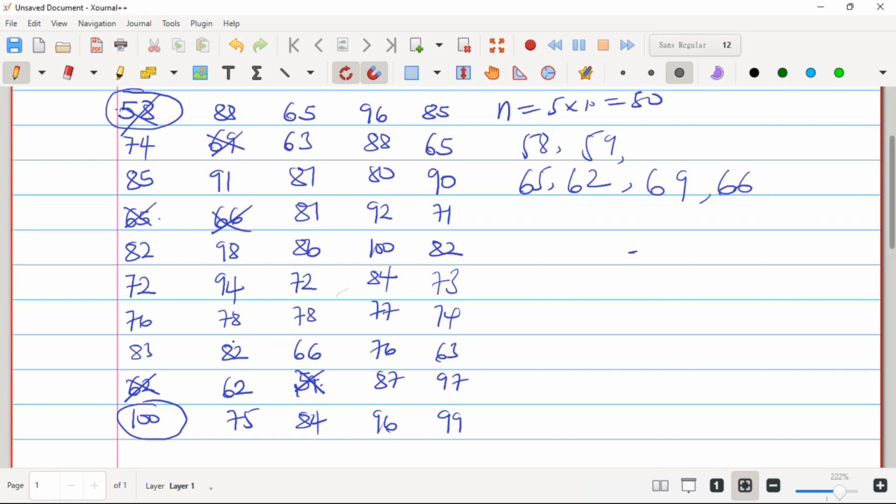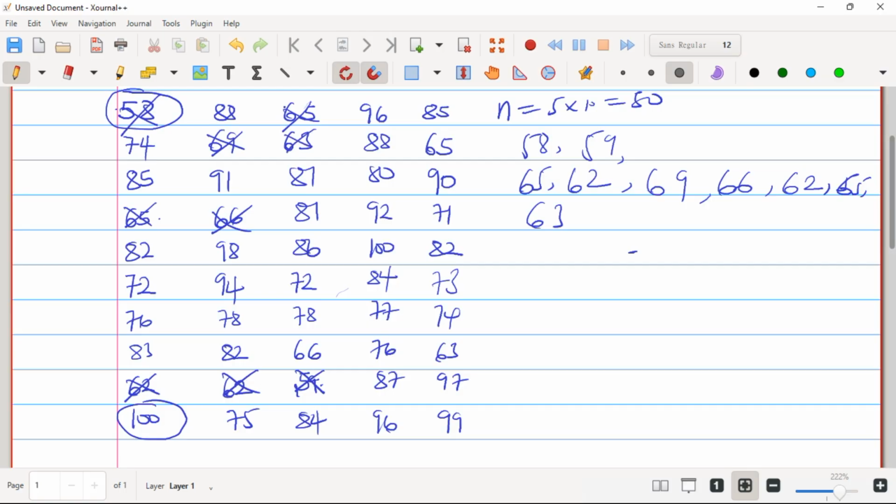Yes, we have 62 here again. So here is 62. So 62 is out of the data. We have 65, 63, right? 65 and then 63, right? So 65, 63 is out of the data.